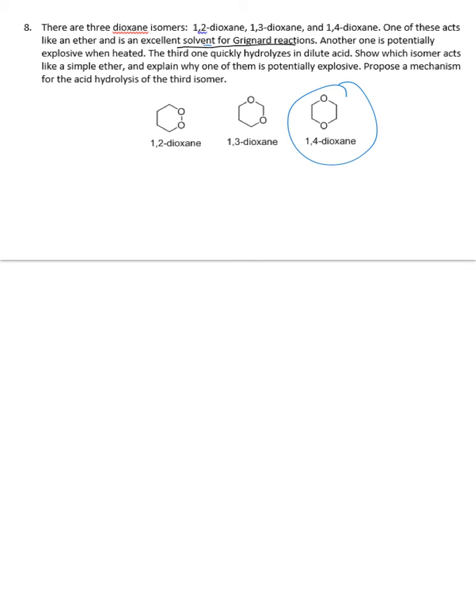Another one is potentially explosive when heated. Well, that would be the 1,2-dioxane, because when you have this oxygen-oxygen bond, it is a weak bond. It's like a peroxide, so that would be explosive. And then the third one quickly hydrolyzes in dilute acid. Well, there you go. That carbon is bonded to 2 oxygens, so that would be an acetal. It says propose a mechanism for the acid hydrolysis of the third isomer.